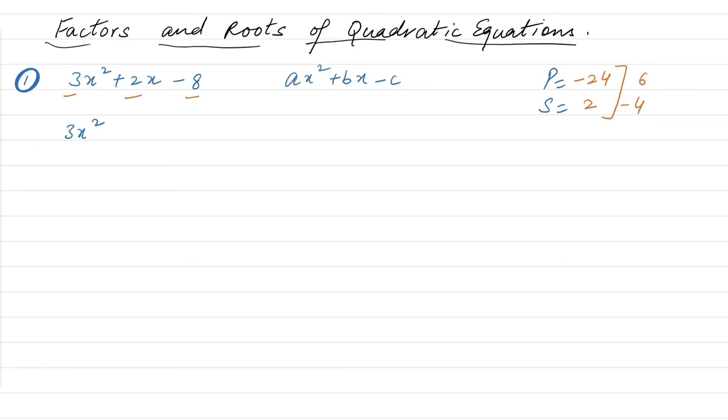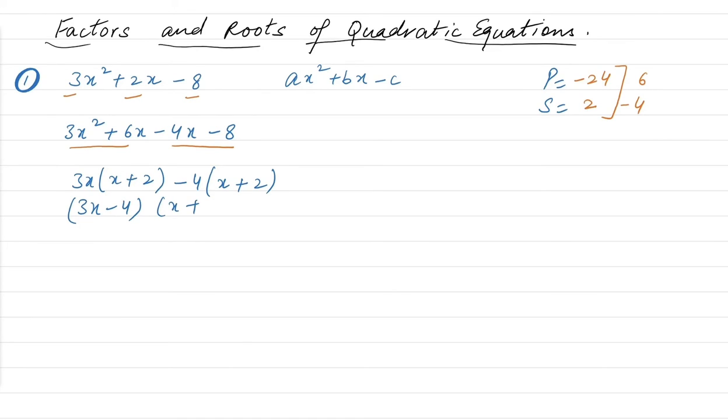Now basically we have split 2x into two different terms. Putting in the values, it will be 3x squared plus 6x minus 4x minus 8. Now we need to take common factors from the first two terms, then the last two terms. Take 3x common from the first two, it will be x plus 2 inside, and minus 4 from the second, and it will be x plus 2 left inside because of the minus 8, that's why it is plus 2 inside. Now take x plus 2 common, we are left with 3x minus 4 in one bracket and x plus 2 in another. So these are the factors of the equation.